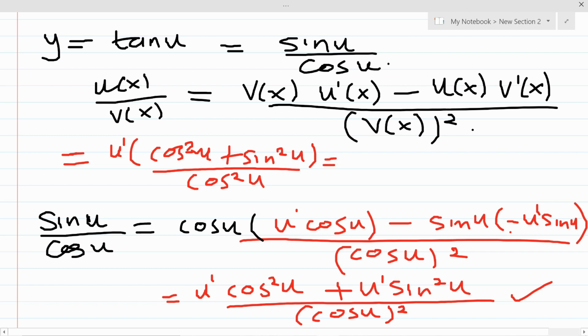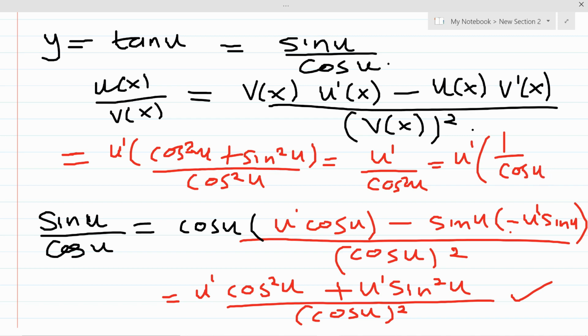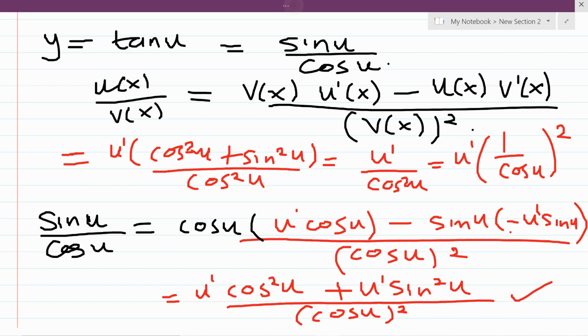Now this will give me u prime of x, and cos squared u plus sine squared u is what? 1 over cos squared u. This is equal to u prime out 1 over cos u all squared. This is possible because of indices, so 1 over cos u squared can be represented as 1 over cos u all squared.